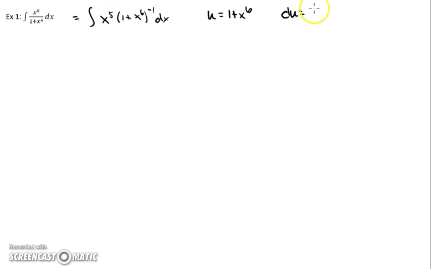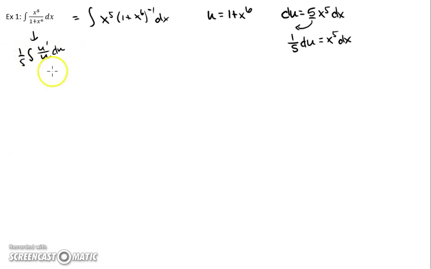But if we look at du, we're going to get 5x to the 5th dx. And we have that x to the 5th up there, so we have to remember to move that 5 over. So we're going to get 1/5 du equals x to the 5th dx. If u is 1 plus x to the 6th and du is x to the 5th, we're looking at a u prime over u du situation, except we have that 1/5 out there. So we know we're going to be looking at a natural log.